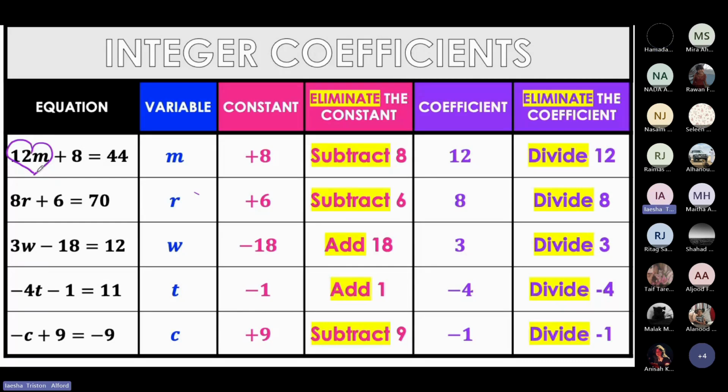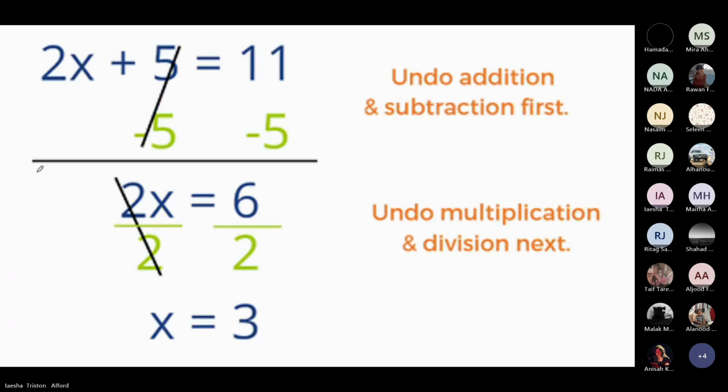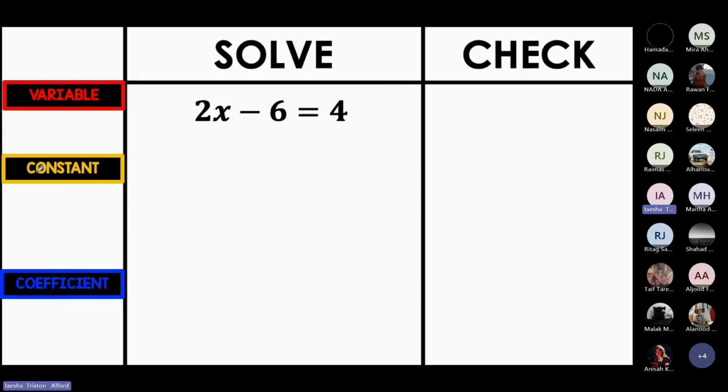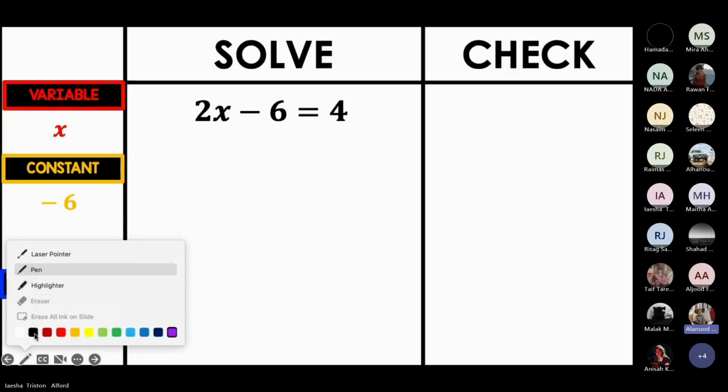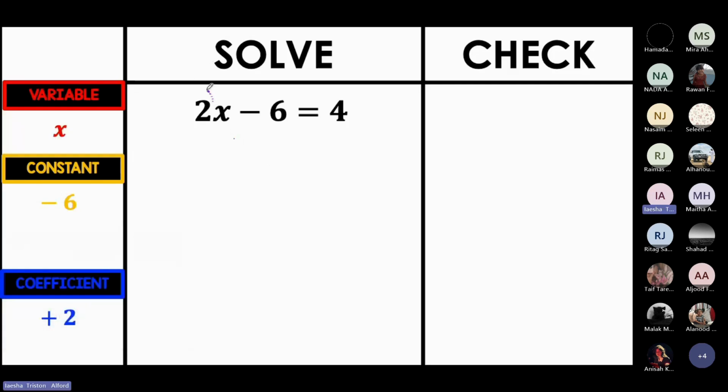So these are the steps. As long as you can do it, you will get full marks. Here's a picture. We have 2 steps. We're going to add or subtract, then multiply or divide. Okay, so let's try. What's the variable here? X. What's your constant? Negative 6. What is your coefficient? Positive 2. For those who need to see the coefficient better, you can put a heart here.